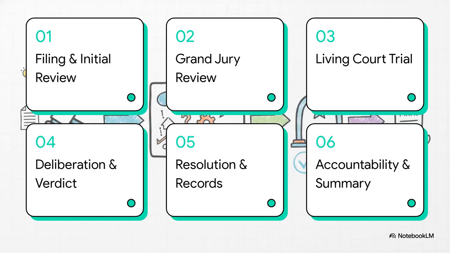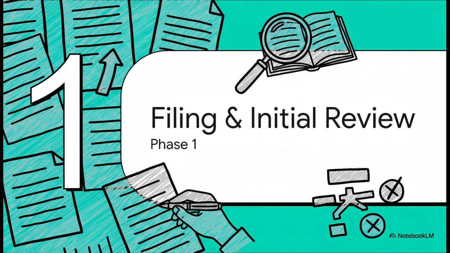We're going to completely demystify the system by tracing a case from the absolute beginning. So our roadmap covers 6 main steps: filing an initial review, the grand jury review, the living court trial, deliberation and verdict, resolution and records, and finally, accountability and summary. Let's jump in. Starting with Section 1, filing an initial review.